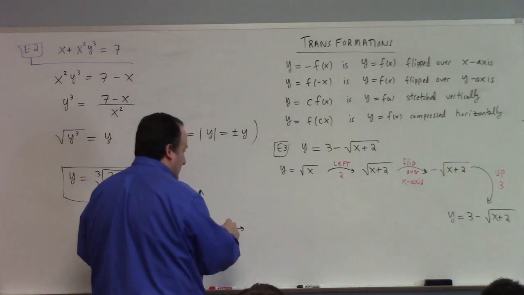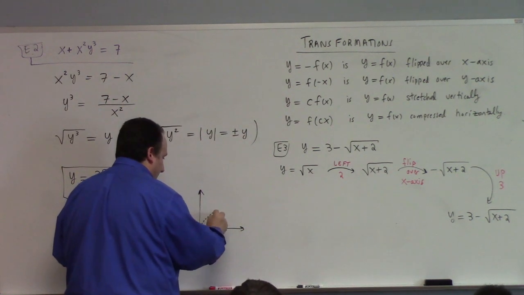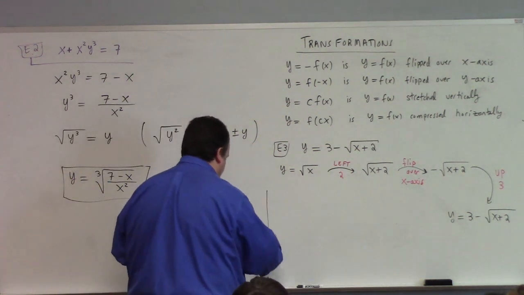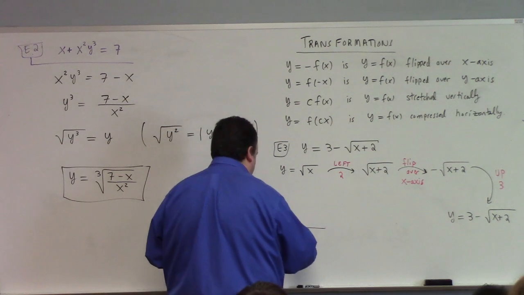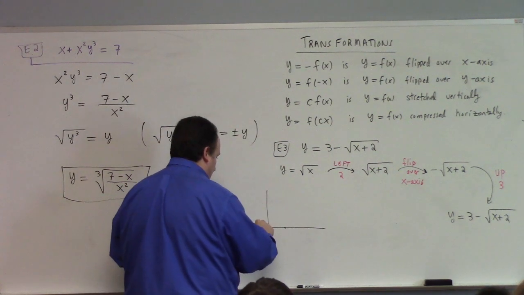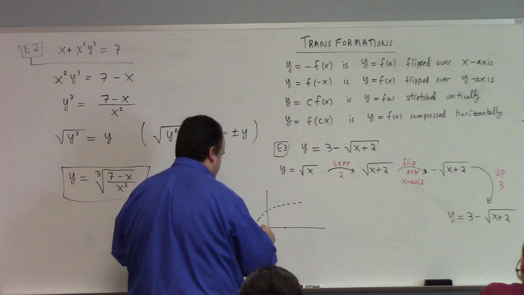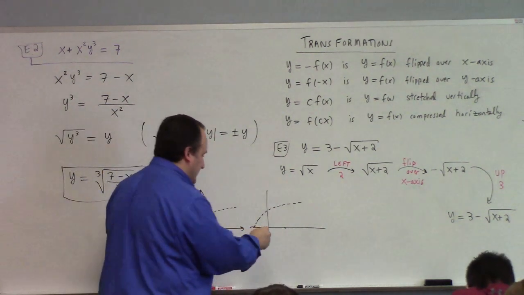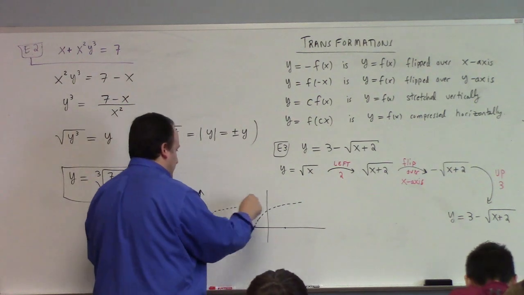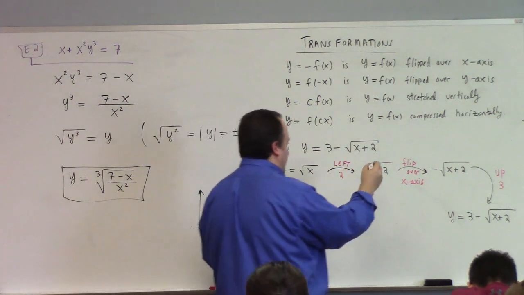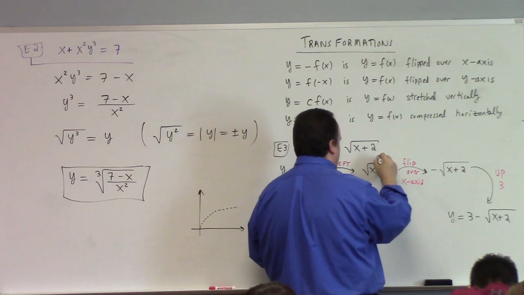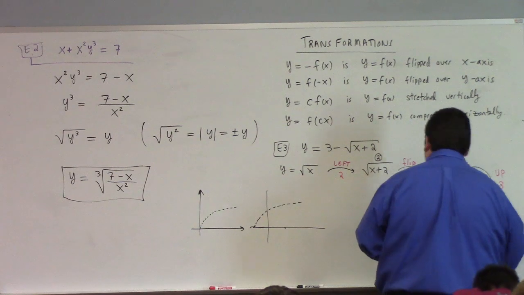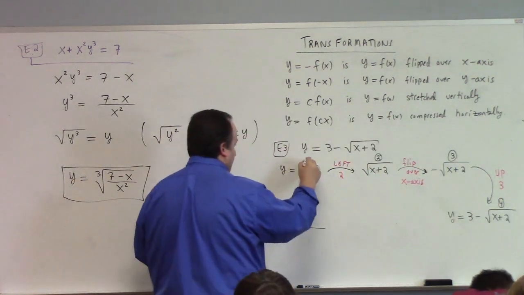So here's my initial square root graph, right? Then I move it left 2. Like that, yeah. And then I flip it over the x-axis. Let me give these numbers. Let me call this one number 2, this is number 3, and this guy's number 4, okay? And this was number 1.